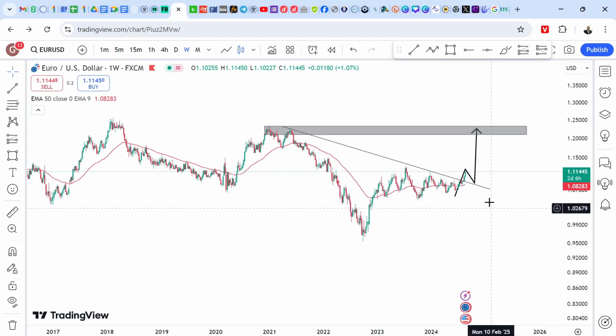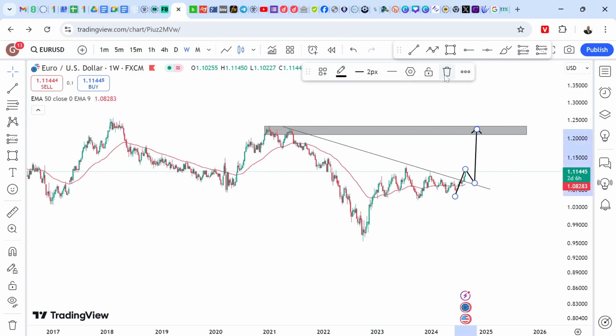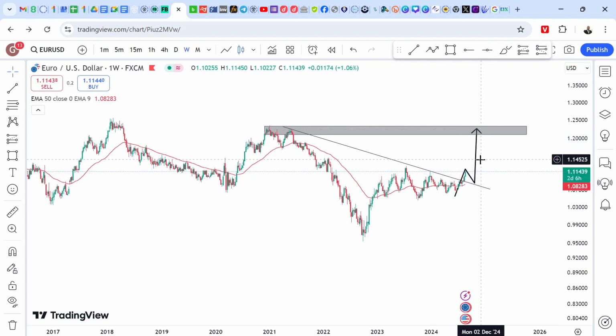If you do not know how to place your trend line, how to draw them, you will be taking the wrong setup. So right now, we've had a breakout of this trend line, and you'll be waiting for a retest of it before you take a buy. Very easy.